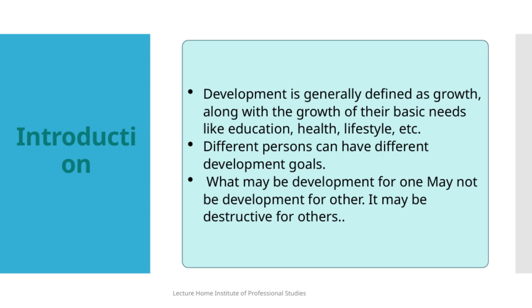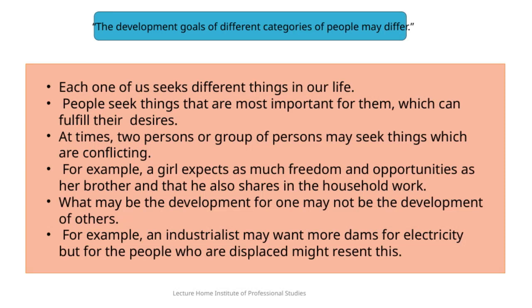across different contexts. Welcome to the third slide of our presentation. Here, we're exploring the idea that each of us seeks different things in life. It's natural. People have unique desires and priorities that they pursue to fulfill their individual needs. But what's interesting is that sometimes these pursuits can conflict. For example, imagine a girl who wants as much freedom and opportunities as her brother, and she also expects him to share equally in household chores. Their goals may be different, and that can lead to conflicting interests.